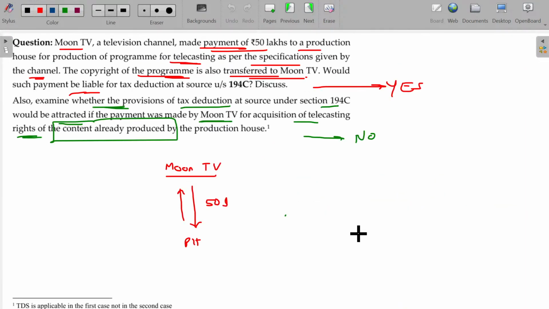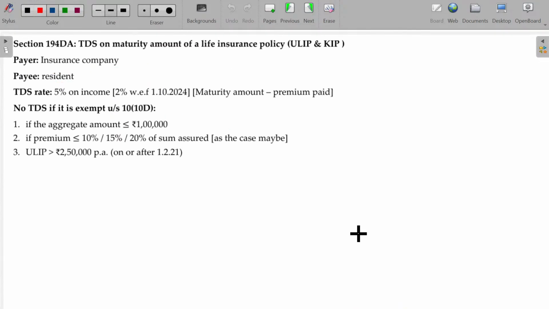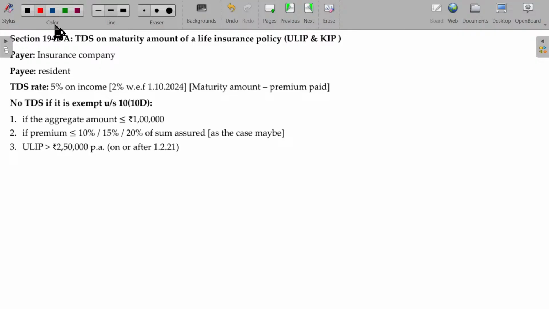Then 194DA: maturity value of ULIP and Keyman insurance policy. Payer, you are aware, is the insurance company, recipient being a resident. 5% will be leviable. With effect from 1/10/24, it is only 2%.